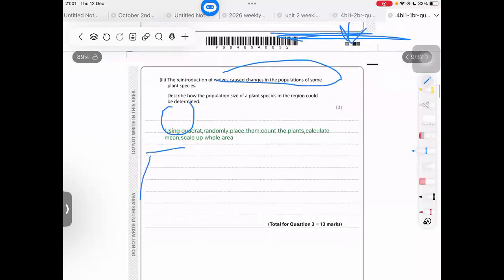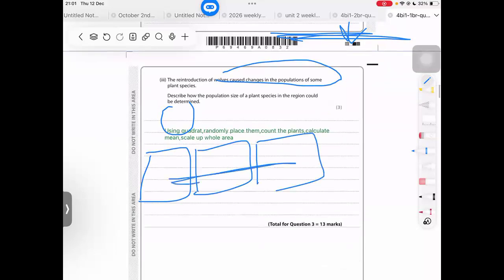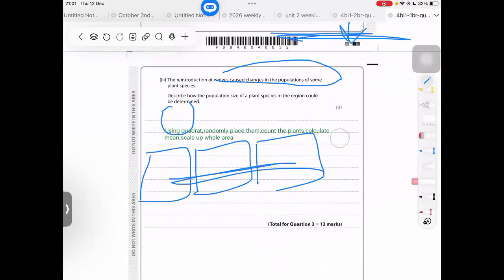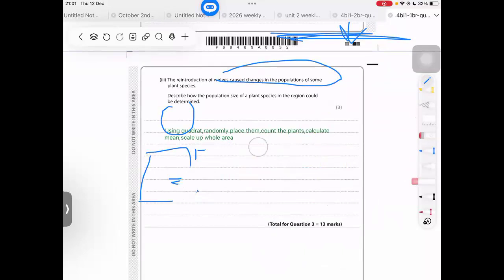So when we use quadrats, we can't place them close to each other. We just have to randomly place them. We can't decide, okay, here I'm going to place one, here I'm going to place one. We can't place them in a particular pattern. We should place them randomly, so then only we get an accurate or more reliable answer. So you should randomly place them.